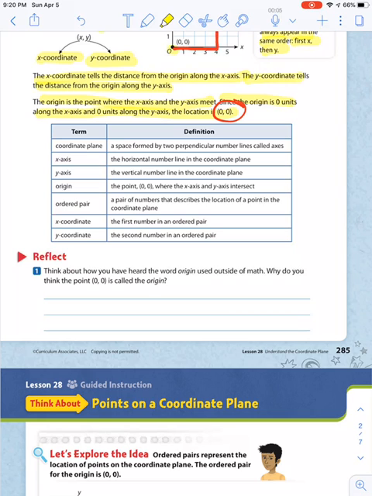Remember, you can always refer back to this video and pause it or rewind it if you need help when you are doing your independent practice.